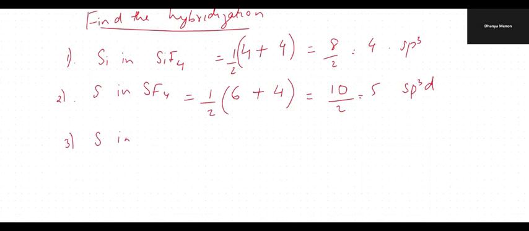Then I have sulfur in H2S. Half of, sulfur is the oxygen family, so 6 valence electrons plus no positive, no negative, but there's a monovalent atom, hydrogen. So 8 by 2, which is equal to 4. So sp3, tetrahedral.